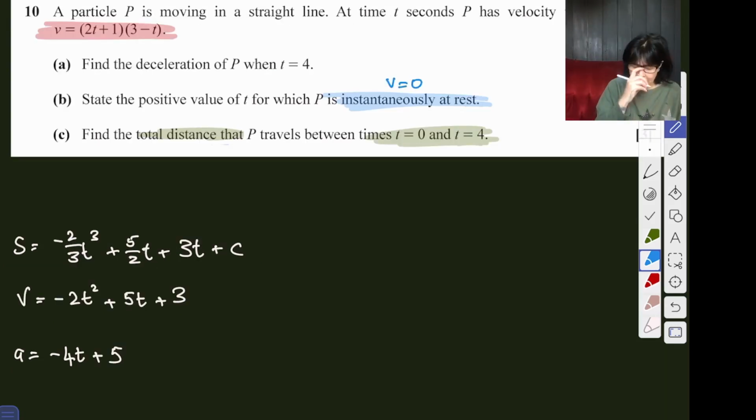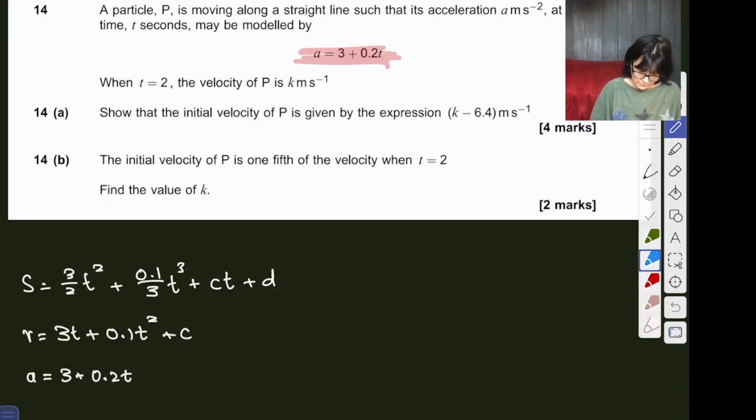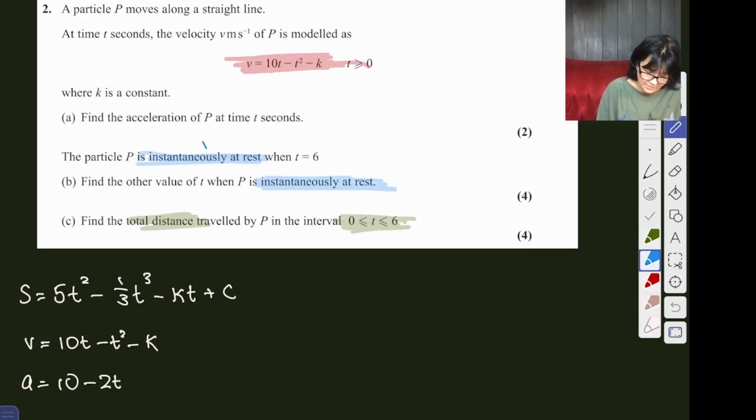Instantaneously at rest, v is 0. State the values of t for which v is 0. So we're just going to solve v is 0. Instantaneous rest, v is 0.